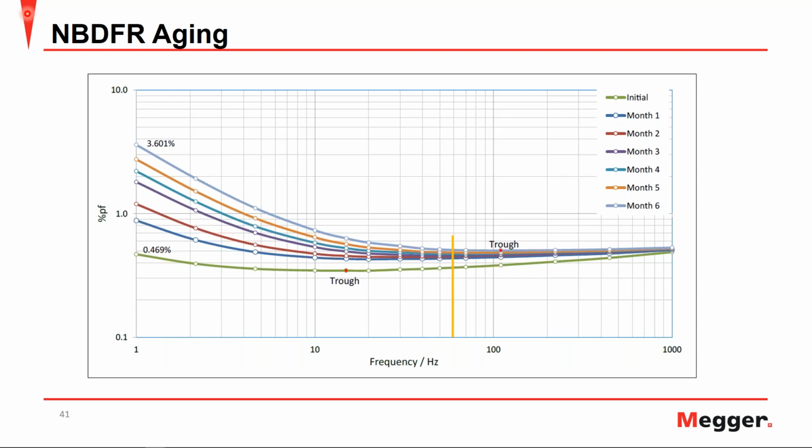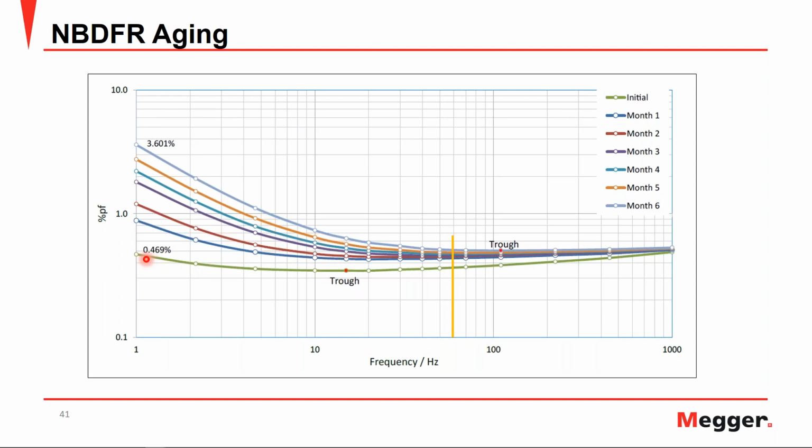Next, we have an example of narrowband dielectric frequency response on an aging transformer. In this case, we had an initial measurement on a transformer where you can see the 60 Hertz measurement here being pretty low, and even the 1 Hertz measurement at 0.47, and the trough, or the lowest point of this curve, at a low frequency. Looks like maybe it's 20 Hertz or so.